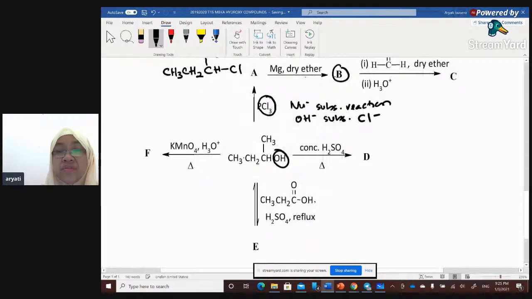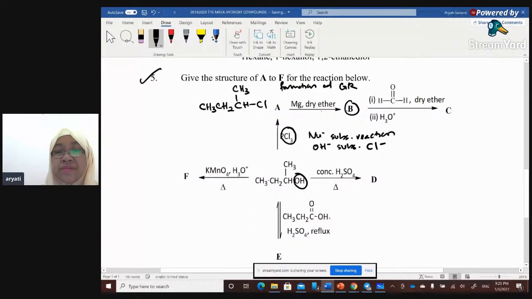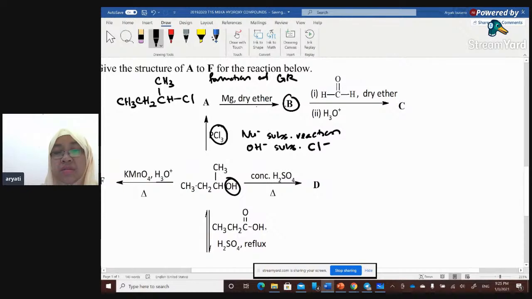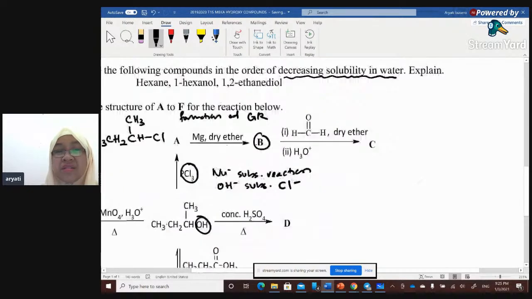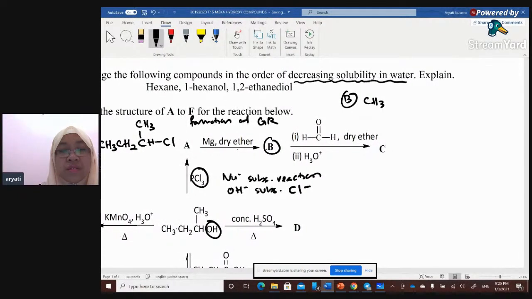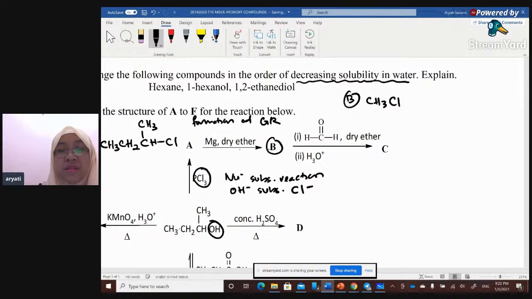So the structure for B will be CH3, CH2, CH, CH3. Kalau Grignard jadi MgCl. So this is structure of B.